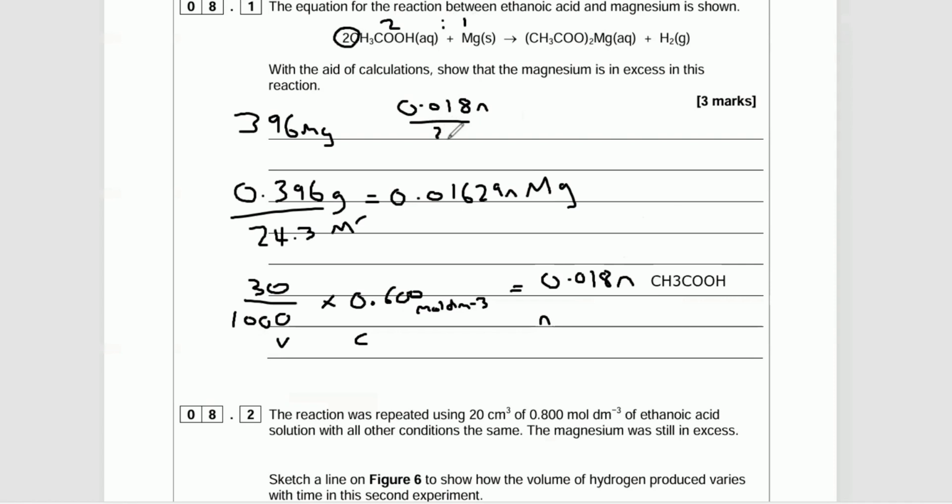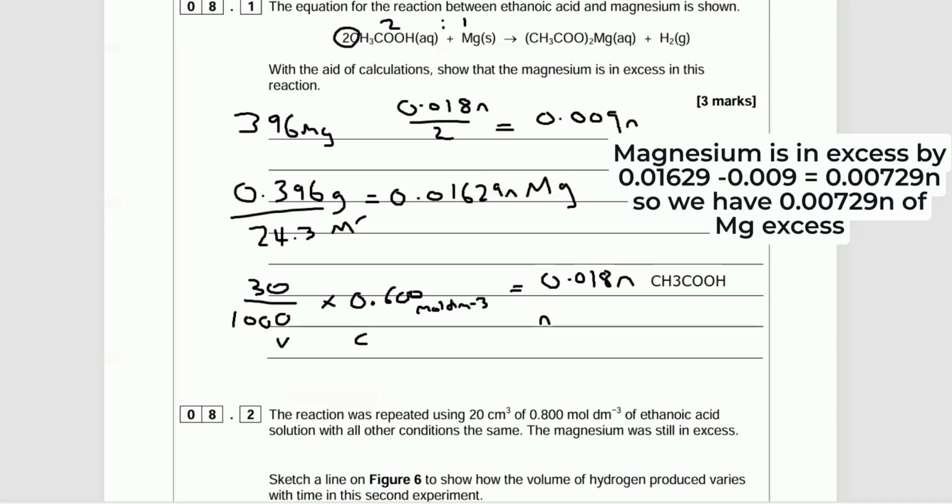Well, divide it by 2. And that's exactly how much magnesium you're going to need. And I only need 0.009 moles of magnesium. And I've got way more than that. I've got 0.01629.